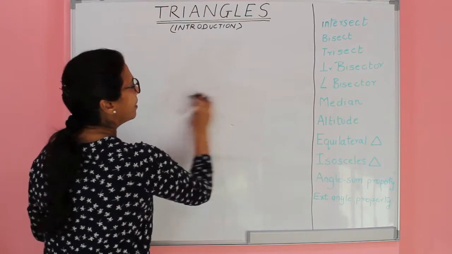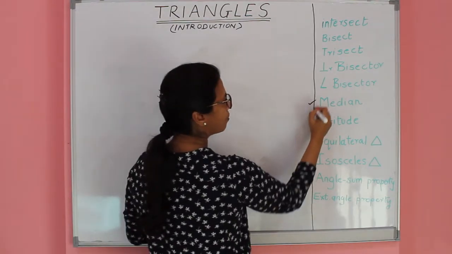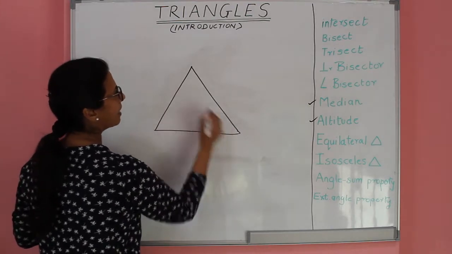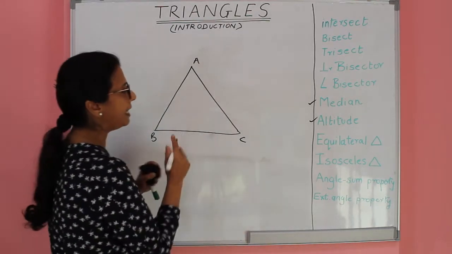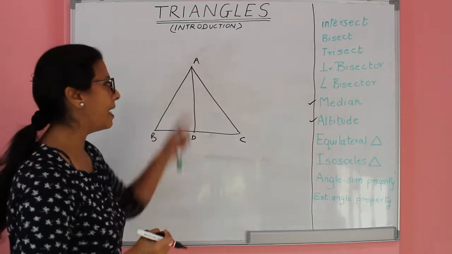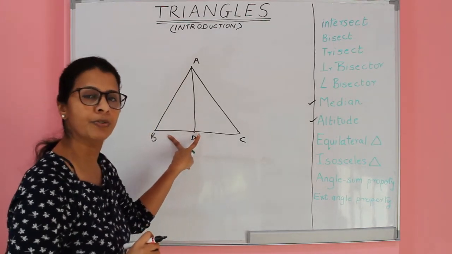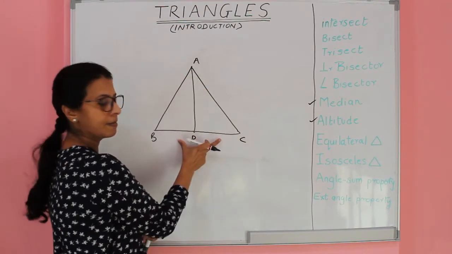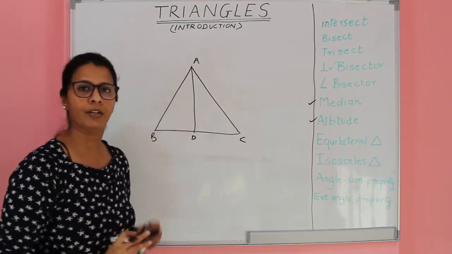Next comes the median. Now what is a median? We know what is a midpoint. Now median and altitude are the terms usually used for triangles. So now in a triangle, suppose my triangle is ABC, and I am saying AD is the median. What does it mean? Median means it is a line segment which is joining the vertex of one angle with the midpoint of the side opposite to it. The moment I am saying midpoint of BC is D and I am joining A to D, AD is going to be my median of the triangle.